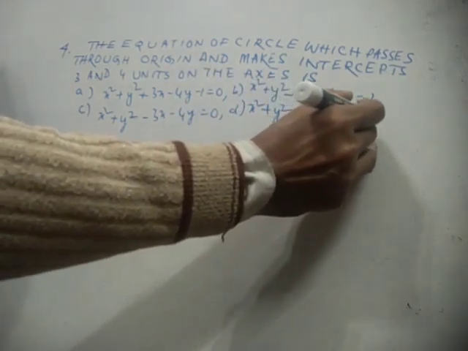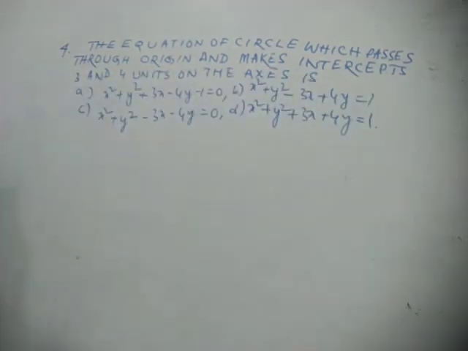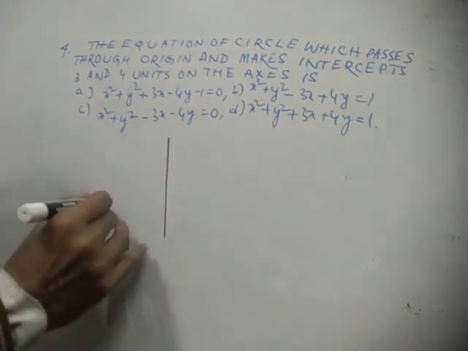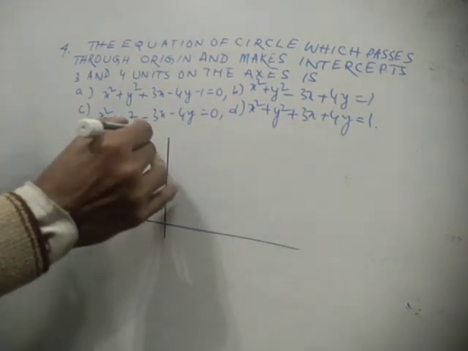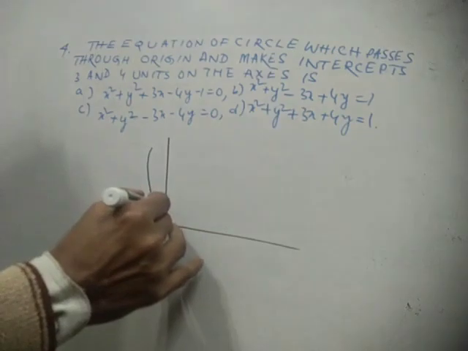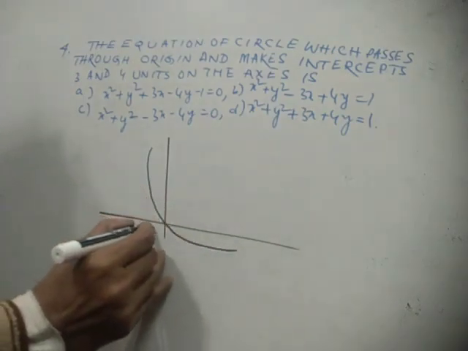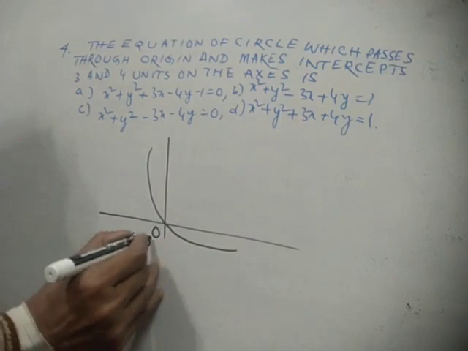Now, from the options, as the circle is passing through the origin, the constant term will be 0. So option C we can already identify as the right answer, because all the others have constant terms except C. So C would be the answer. But how to do this type of sum? For that we need a discussion, and we'll discuss that first.